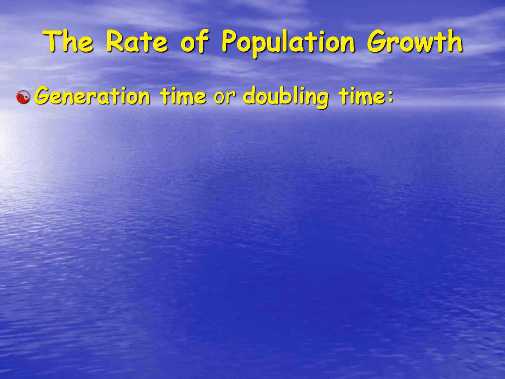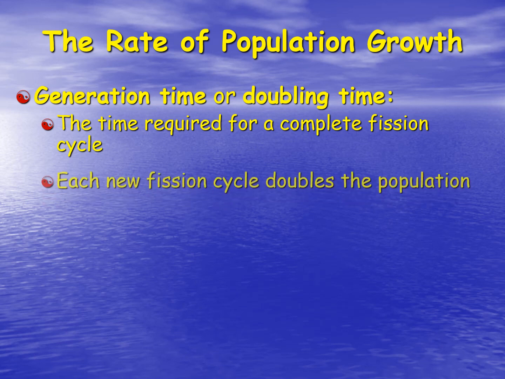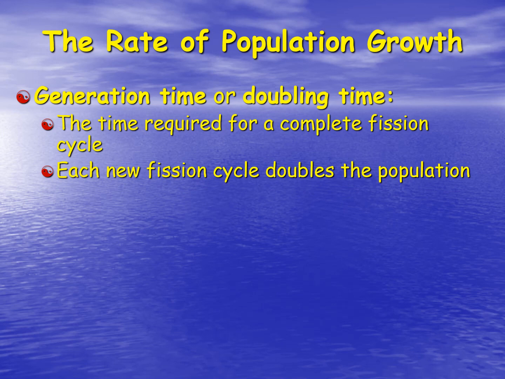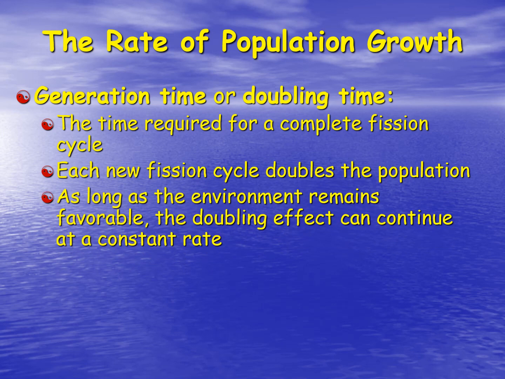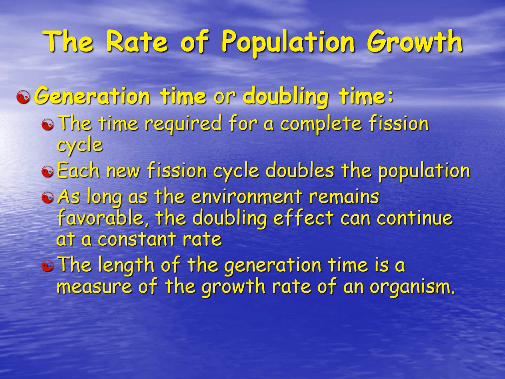We can look at the growth of a microbe by looking at its generation time or doubling time. Generation time is the time required for a complete fission cycle. So for one cell to become two cells, or two cells to become four cells. In other words, the population is doubling. How long does that take for that doubling to occur? Each new fission cycle doubles the population, and as long as the environment remains favorable, the doubling effect can continue at a constant rate. The length of the generation time is a measure of the growth rate of the organism.